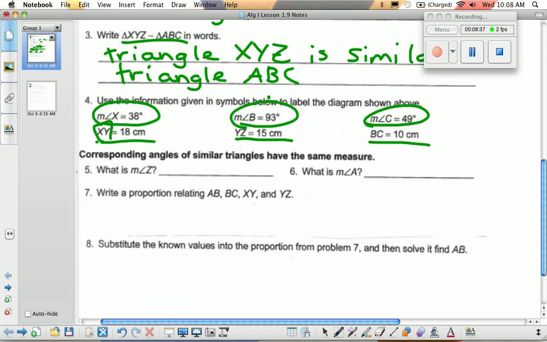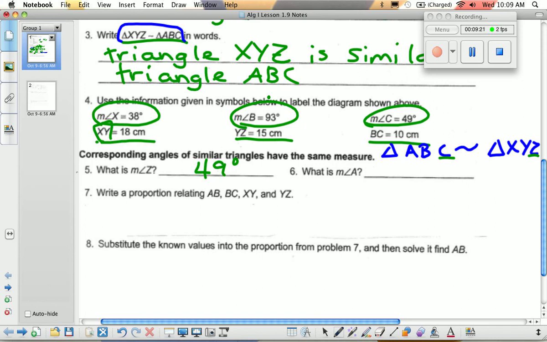Okay. Somewhere right up here it said triangle XYZ, triangle ABC. That's how they've named them. So that means if triangle ABC is similar to triangle XYZ, and we're looking for the measure of Z, then the corresponding angle should be in the last position of the name of the other one. So it's C. Do we know the measure of angle C? Yes, 49 degrees. So this one has to be a 49-degree angle also.